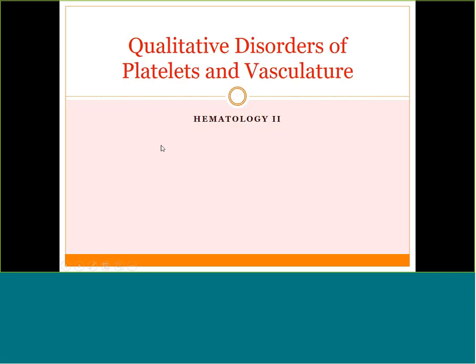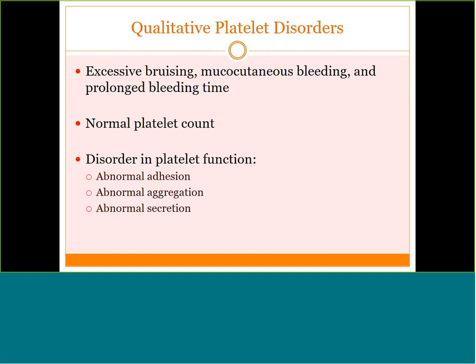So that last one was all about the quantitative issues, like either having a low platelet count or a high platelet count. This one is still on platelets, but it's qualitative. So something about the platelets isn't working well. So we'll just skip through the objectives.